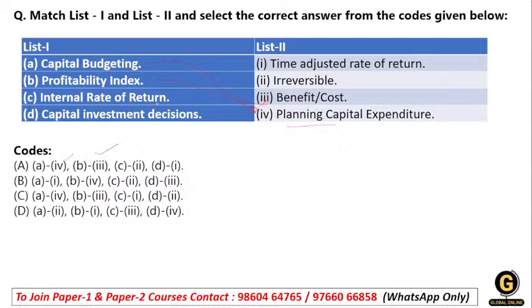Then internal rate of return, you can match with the time adjusted rate of return. So you have to match with this one. So C will be the right answer. Capital investment decision is nothing but irreversible. Capital investment decisions often involve large and long term commitments, so they are costly to reverse. That's why capital investment decision is irreversible.